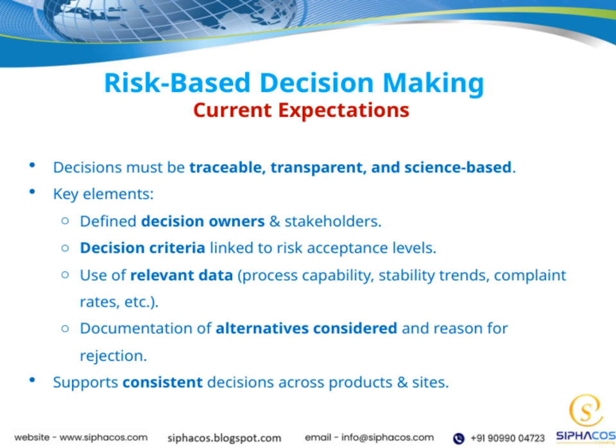It's also important to document all the alternatives we considered and explain why we rejected certain options. This transparency supports consistency across different products and sites, helping us maintain a unified approach. Ultimately, this risk-based decision-making process is about making reliable, science-based choices that support our overall goal of quality and safety. It's about embedding these principles into our everyday decisions to ensure we're always making the best possible choices.